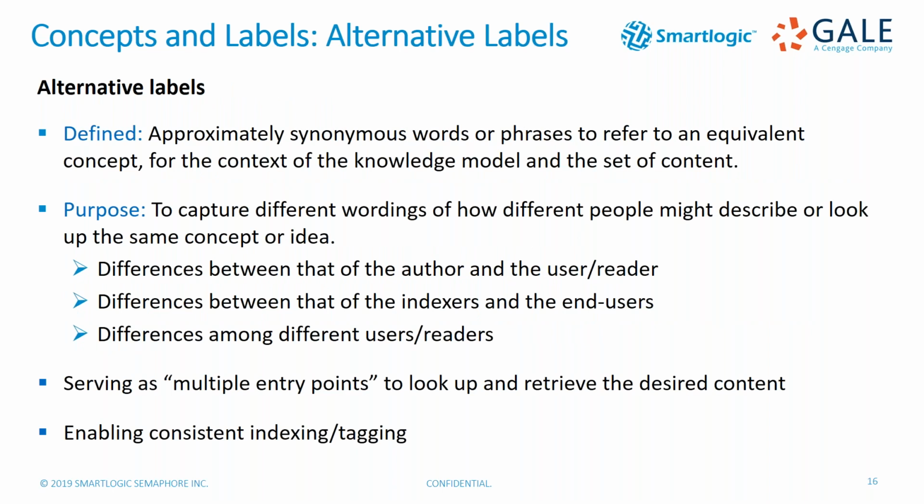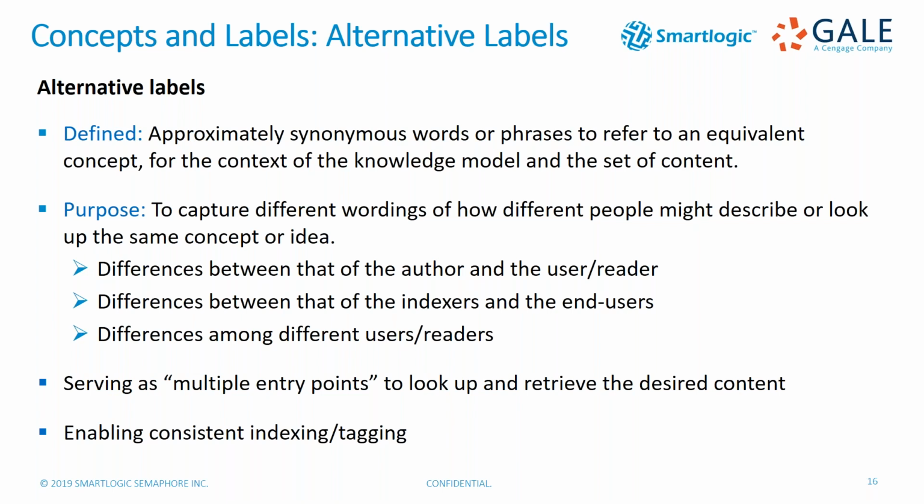So yeah, let's talk about alternative labels in a little more detail. Sometimes people just call them synonyms. They're approximately synonymous, but they're not just words, they're phrases for the same concept. But what's important is the context of the knowledge model and the set of content. So what works as an alternative label in one knowledge model for a concept might not in a different knowledge model for the same concept.